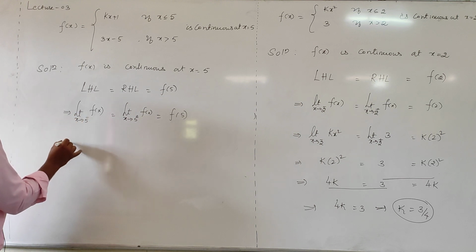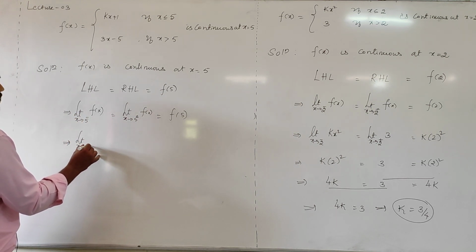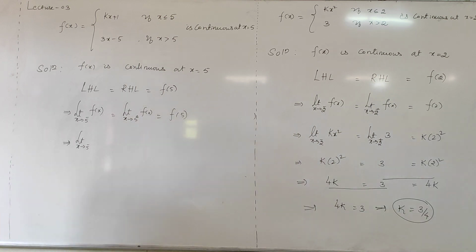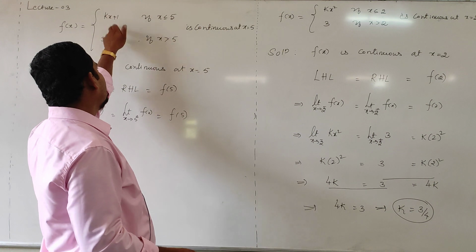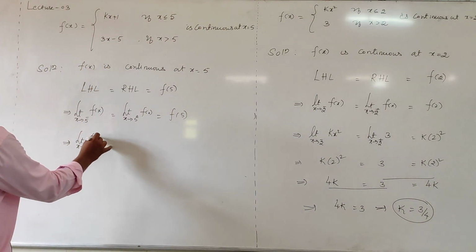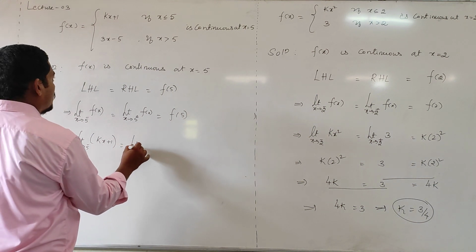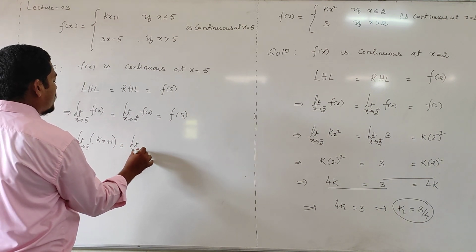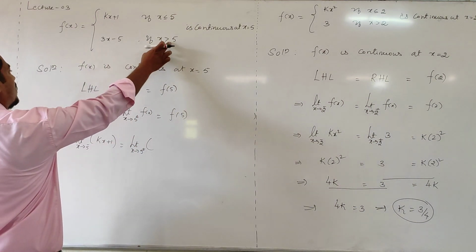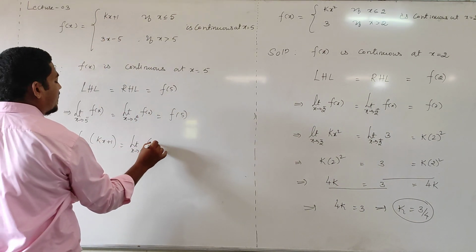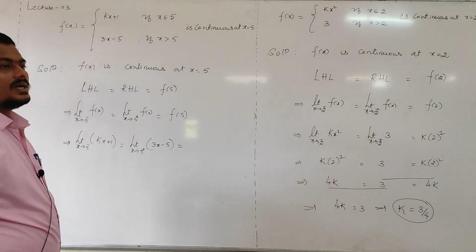Then limit extending to 5 minus, what is the meaning of 5 minus? 5 minus means less than 5. When x is less than 5, what is our f of x? That is kx plus 1 only. That's equal to limit extending to 5 plus. 5 plus means more than 5. Once x value is more than 5, our f of x is 3x minus 5. That's equal to f of 5. What is f of 5?